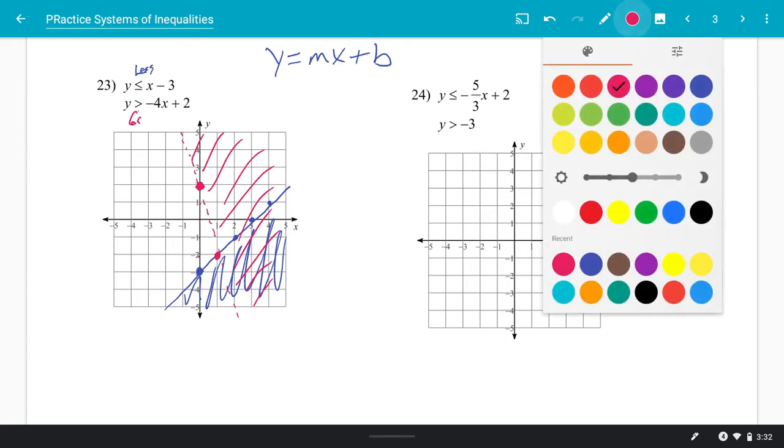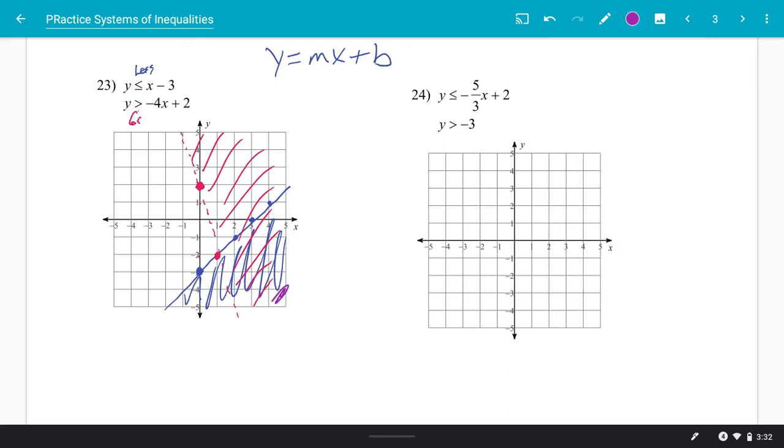And now I'm looking for my double shaded area, which is right here. Now that's the only way to do a system of equations, is by graphing both of them and looking for our double shaded area. We move on to number 24. Again, I'm just graphing both lines.